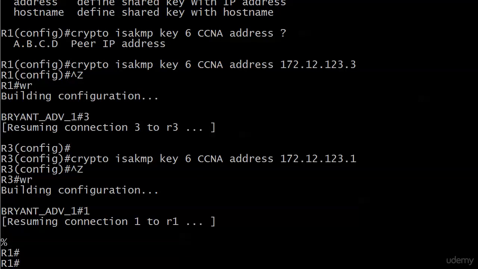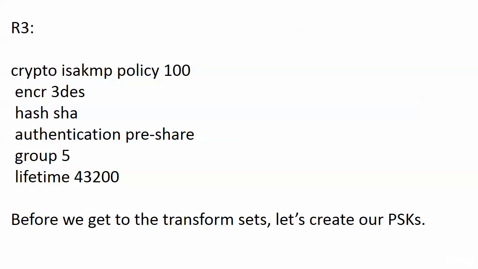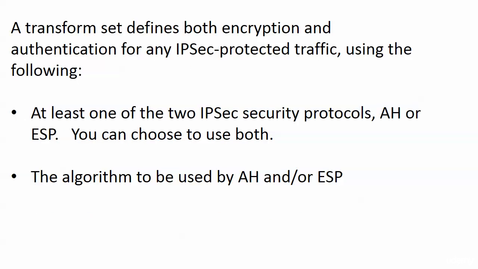Now let's take a look at these transform sets. First off, talk about what we're transforming here, what we've got, and then we'll configure them. Now, a transform set, it's kind of a merger. What you're doing is defining both encryption and authentication for IKE Phase 2. You're bringing them together because you're defining the encryption and authentication for any IPsec protected traffic using the following: at least one of these two security protocols that we talked about earlier, AH or ESP.